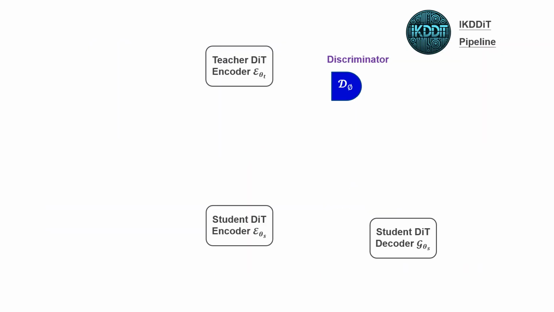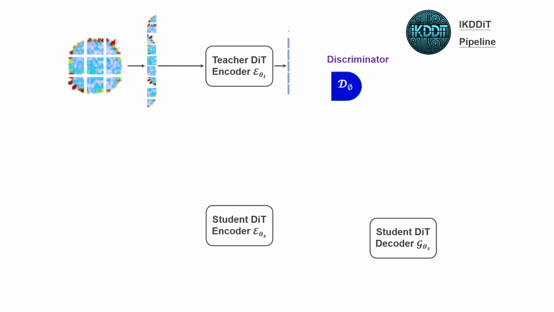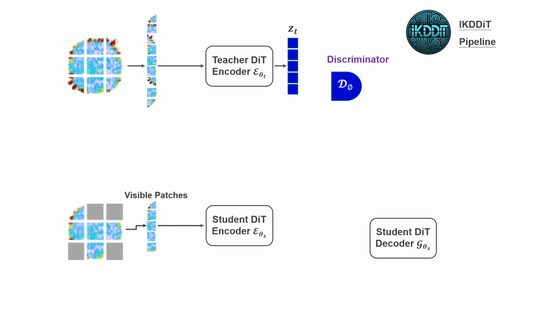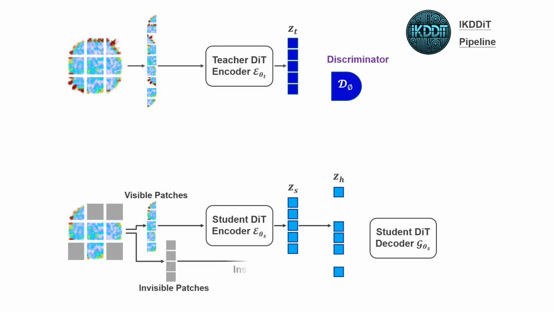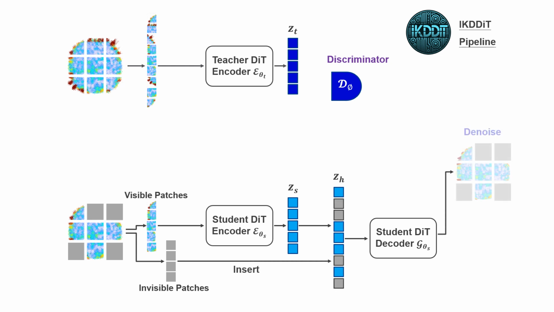Our proposed prediction model consists of four main components: a teacher encoder, a student encoder, a student decoder, and a discriminator. The complete image is first processed by the teacher DiT encoder, which embeds it into a token representation ZT. Meanwhile, visible patches from a masked image are passed through the student DiT encoder, producing token ZH. The invisible patches are then inserted into ZH, and the combined tokens are fed into the student DiT decoder to perform two tasks: denoising and reconstruction.